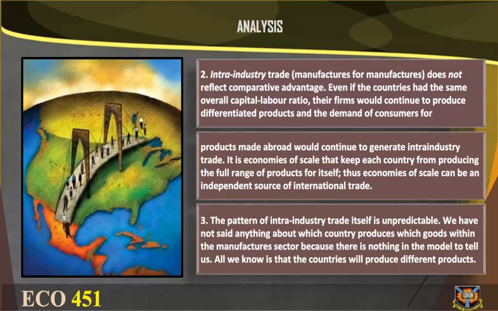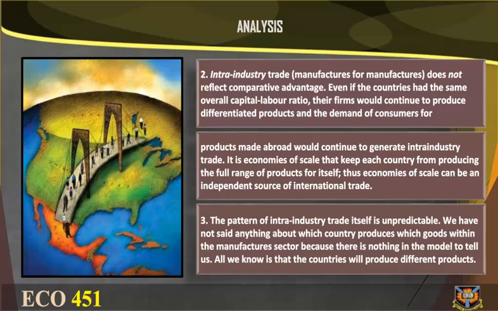2. Intra-industry trade, manufactures for manufactures, does not reflect comparative advantage. Even if the countries had the same overall capital-labor ratio, their firms would continue to produce differentiated products, and the demand of consumers for products made abroad would continue to generate intra-industry trade. These economies of scale keep each country from producing the full range of products for itself. Thus, economies of scale can be an independent source of international trade.